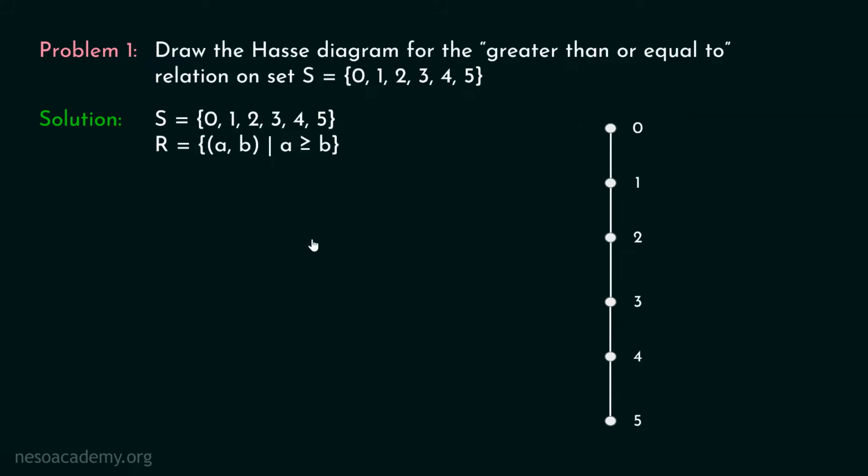And obviously, this relation R is a total order. You can see a chain-like structure is formed. Therefore, this relation R is a total order. Every element is comparable here, because every two elements are comparable in this relation. Fine.